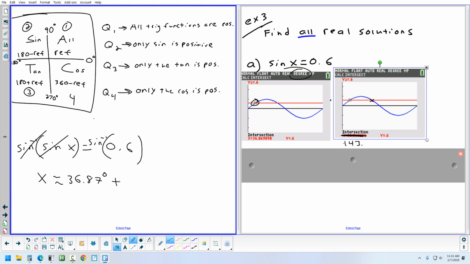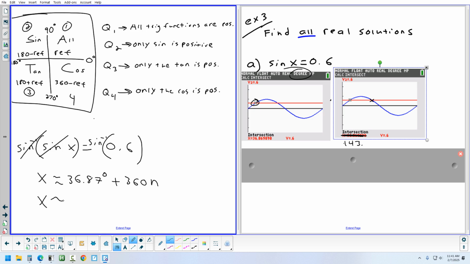So I want to put plus 360 n. That means if you add 360 one time to that number, you'll get the next answer. If you add 360 times 2, you'll get the answer after that. If you add 360 times 3, you'll get the one after that. So you can keep adding 360 or subtracting as many times as you want.